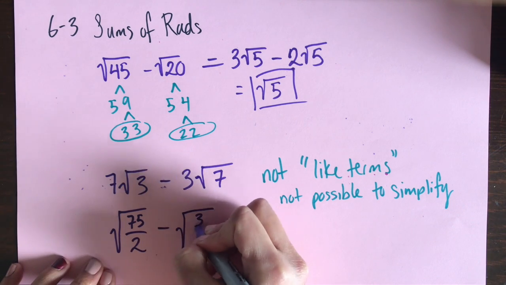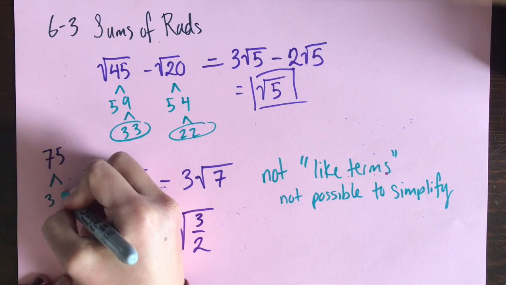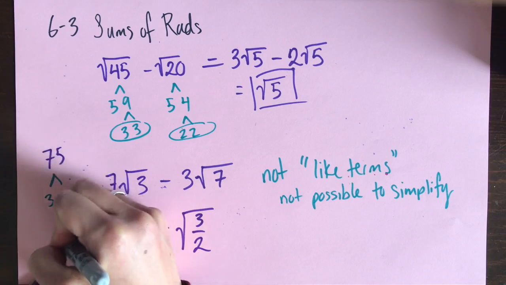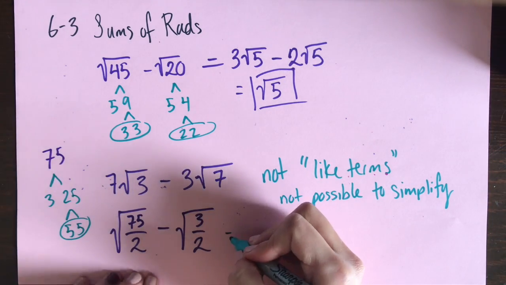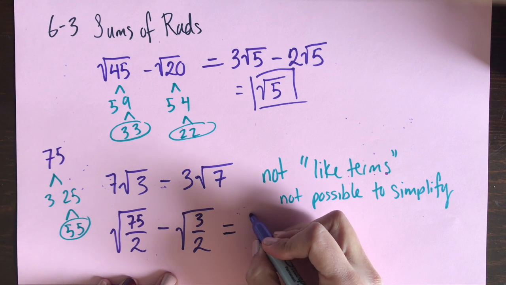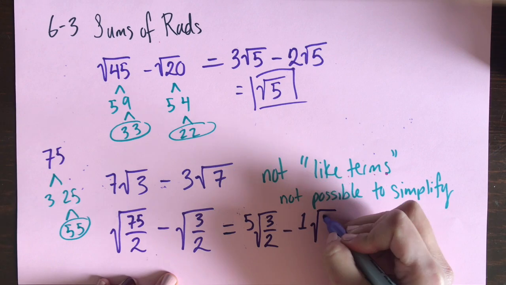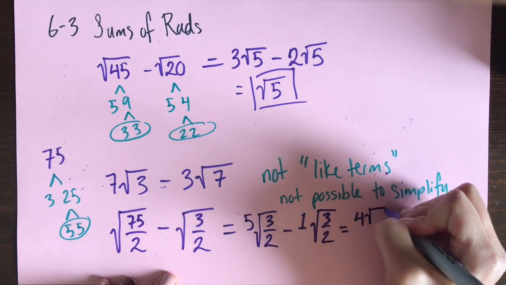Suppose I have square root of 75 over 2, and then minus the square root of 3 over 2. So 75, I'm going to do this off to the side. I have 3 and 25, and then 5 and 5. A pair of 5's will come out. So this is going to be 5 times the 3 stays in. So it's going to be 5 times rad 3 over 2 minus 1 rad 3 over 2, right? That wasn't there before, I just added it.